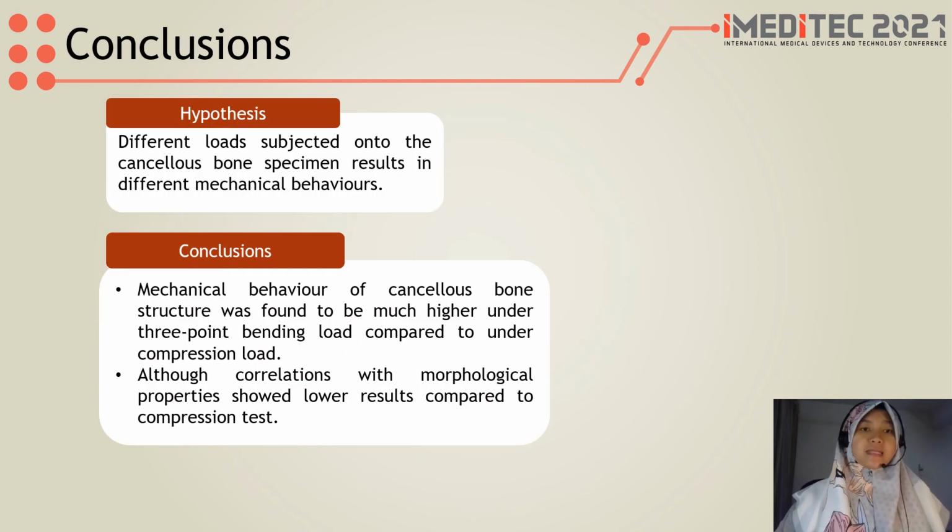The hypothesis is accepted, whereby different loads subjected onto the cancellous bone specimen resulted in different mechanical behaviors. And as a conclusion, mechanical behavior of cancellous bone structure was found to be much higher under three-point bending load compared to under compression load, although the correlations between mechanical behavior under three-point bending tests and morphological properties such as porosity and bone volume fraction showed lower results compared to compression tests.